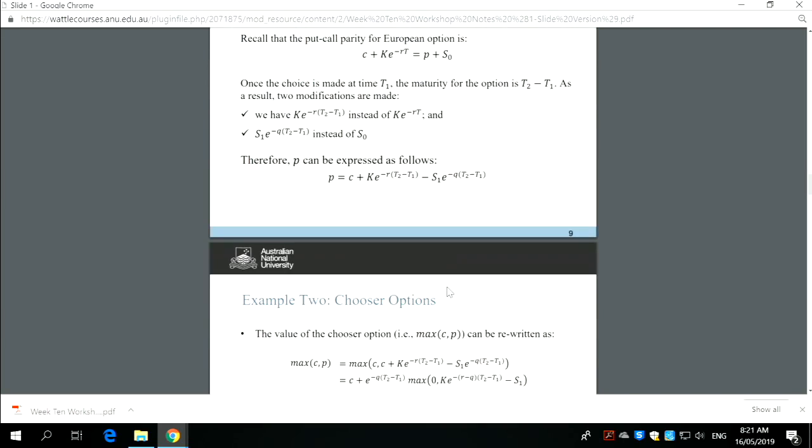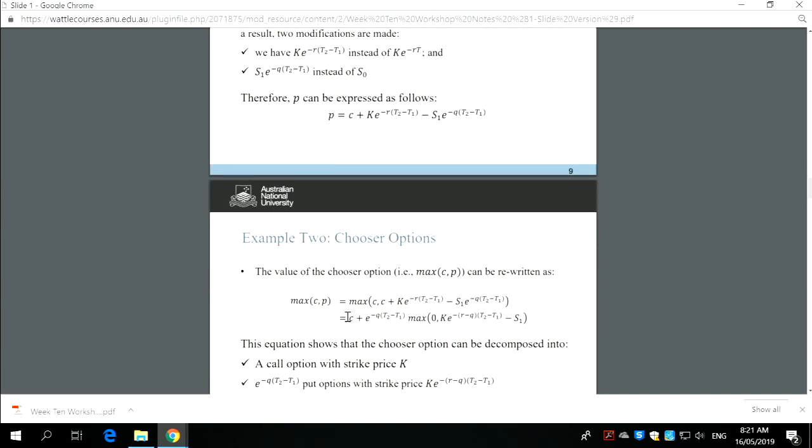All right, so once we have done that, remember the payoff for the chooser option is the maximum value of either the call or the put, right? So that's max(C, P). That's the call option, and the put option can be expressed in this equation, which we just derived, and then we can make this payoff look more compact, more tidy.